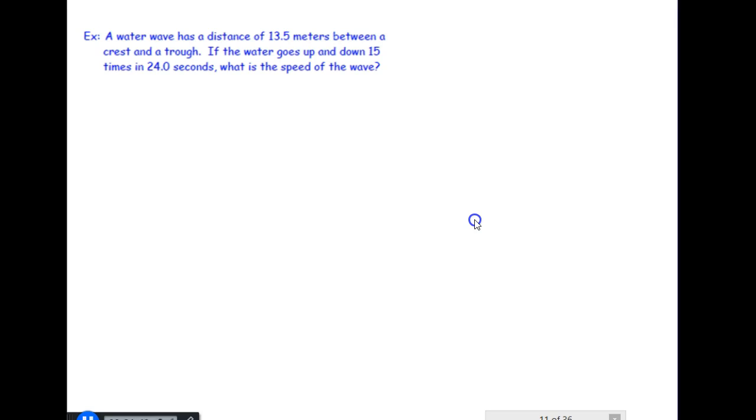So let's say we have a waterway, and there is 13.5 meters between the crest and the trough. The water goes up and down 15 times in 24.0 seconds. We want to know how fast that wave is going.